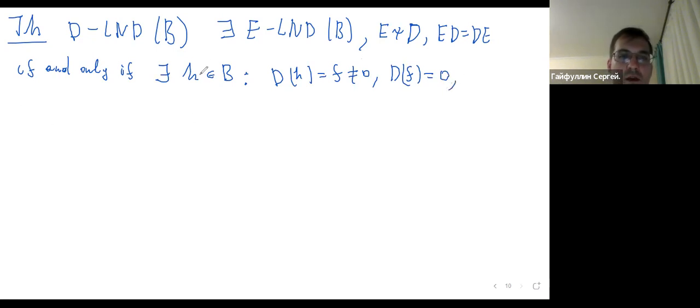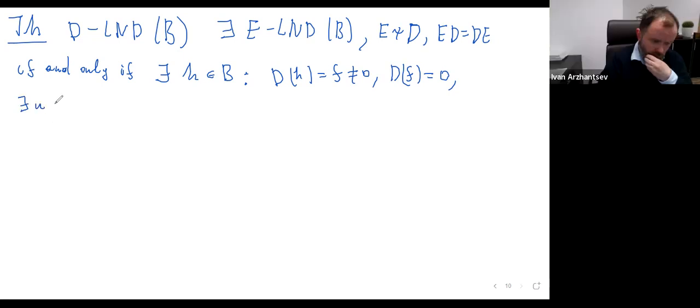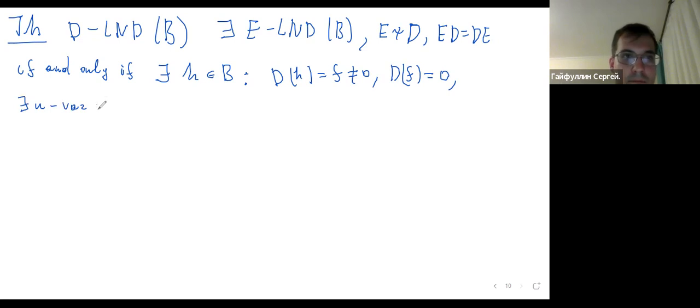And this F is a polynomial in one variable. So there exists a variable U of B such that F is a polynomial in this variable. So let me say in simple words, there is a commuting locally nilpotent derivation if and only if there is an element such that its image is in the kernel and its image is a polynomial in one variable which belongs to the kernel.